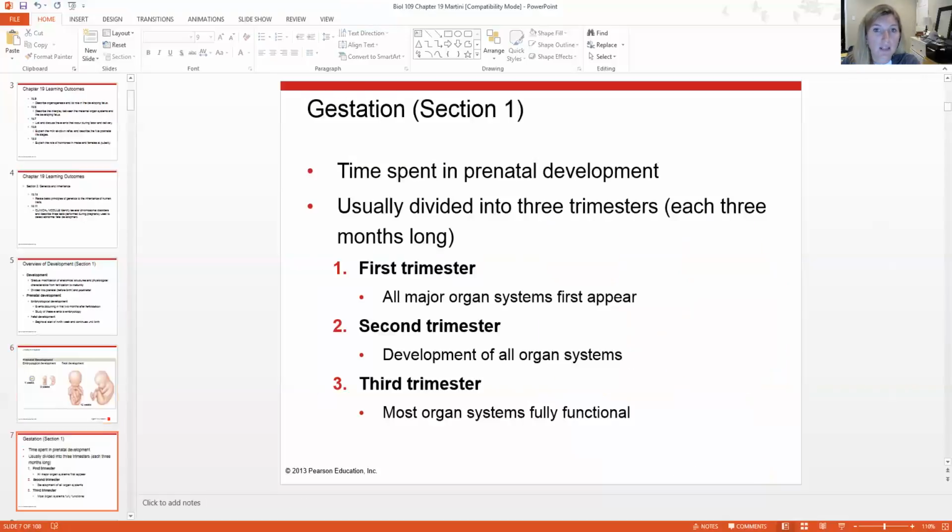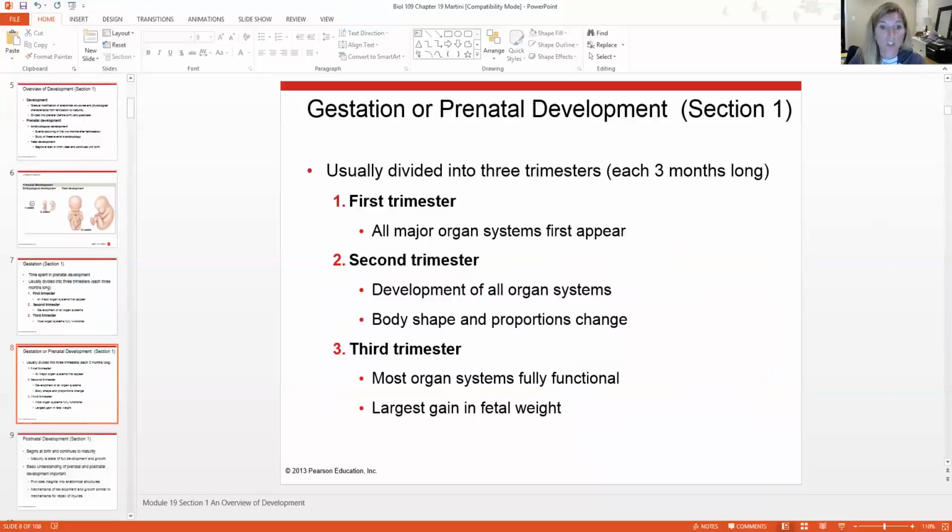Gestation is the time spent in that prenatal development phase. It's divided into 3 trimesters. If you've ever been pregnant, you know about these already. The first trimester is when all major organ systems appear. This is the first 12 weeks. The second trimester is the development of all the organ systems, and the third trimester is when the organ systems become functional. So, again, those 3 trimesters, and this is basically the same thing that was on that last slide.